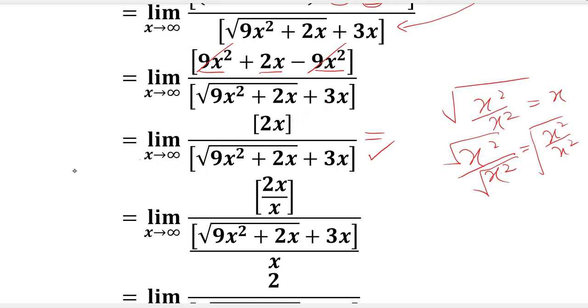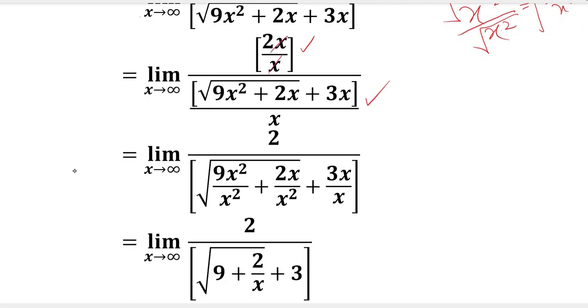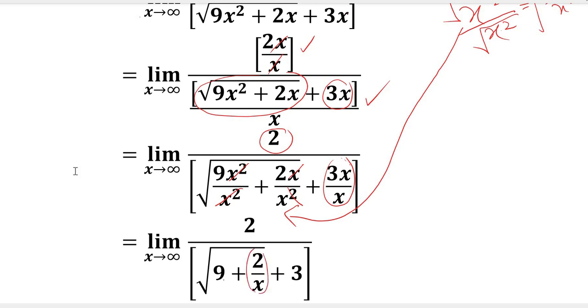So we divide the numerator and every term in the denominator by x. That cancels out, and you are left with only 2 in the numerator. Now, this term is not in the square root, so we just divide it by x. But the one inside the square root, if we divide it by x, then by this rule they all become x squared and x squared. So this x squared cancels out with that one, the x cancels out with the square, and you are left with only x. So here we're left with 2 divided by the square root of 9 plus 2 over x, plus 3.